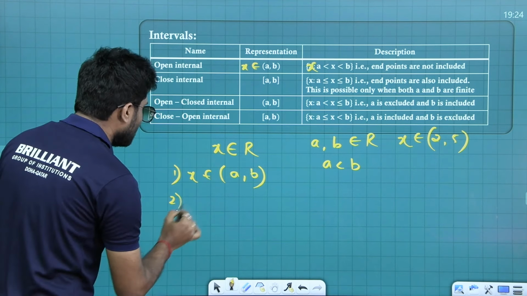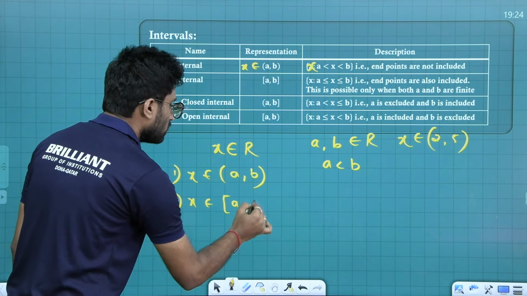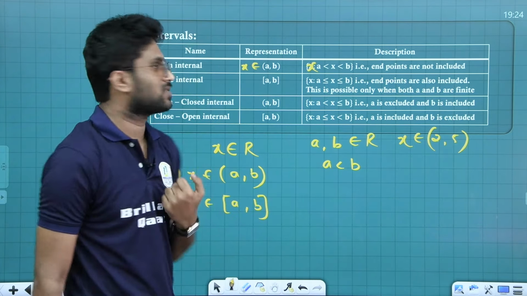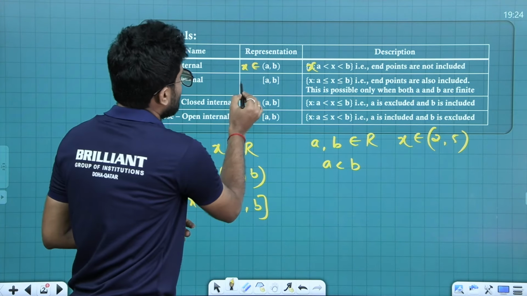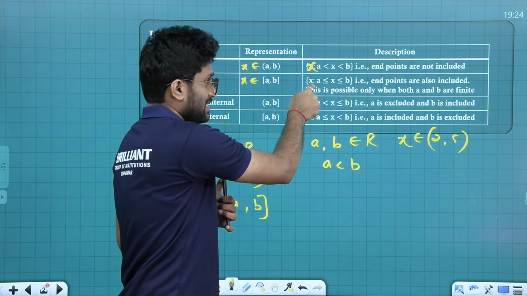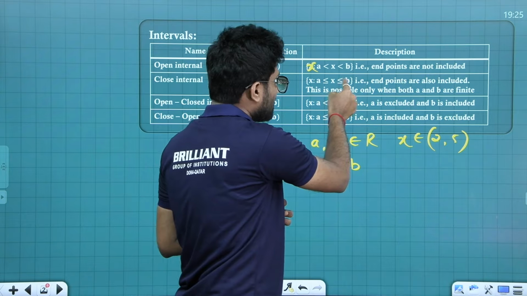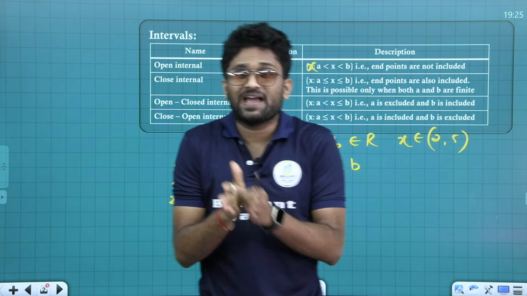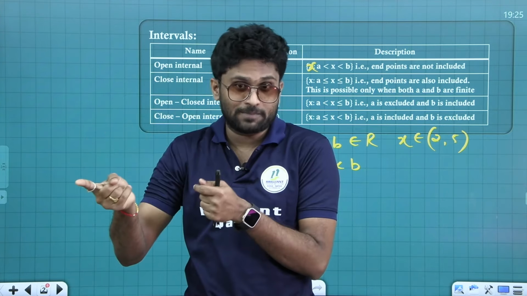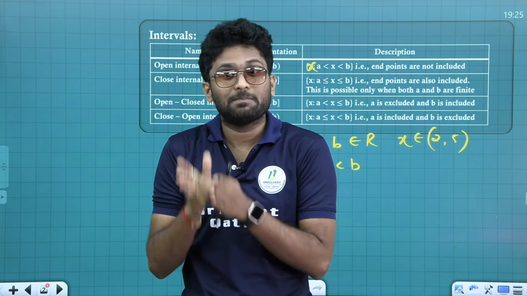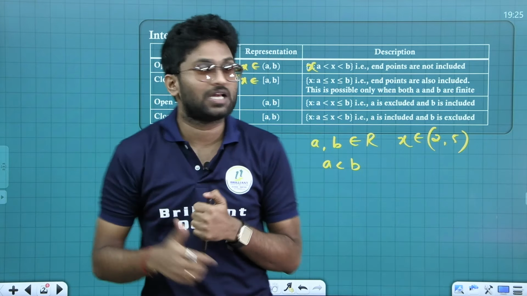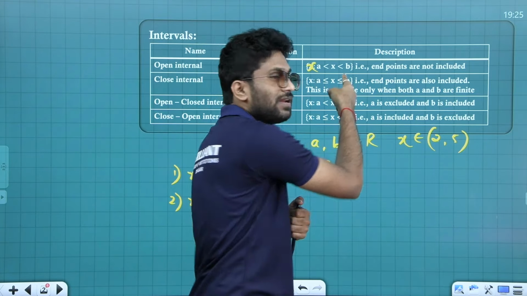Now, if I consider x belongs to closed a comma b, closed brackets or square brackets we say, closed interval, then a is less than or equal to x is less than or equal to b. In this case, x takes all the real numbers which lie in between a and b. But apart from this, x also takes even the extremes, endpoints also. That means both a is included and even b is included.